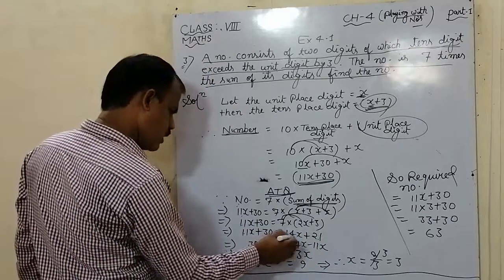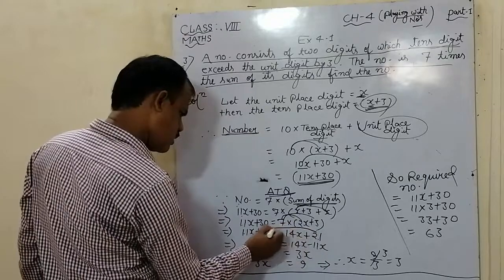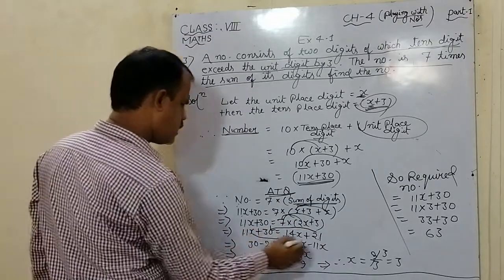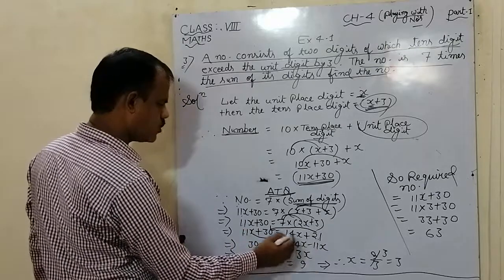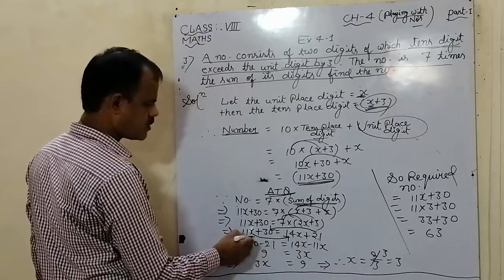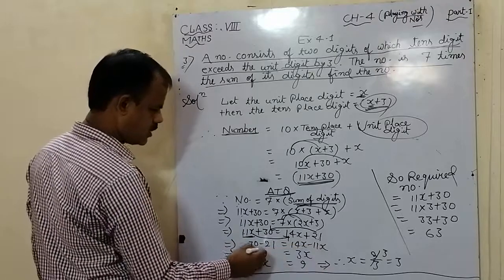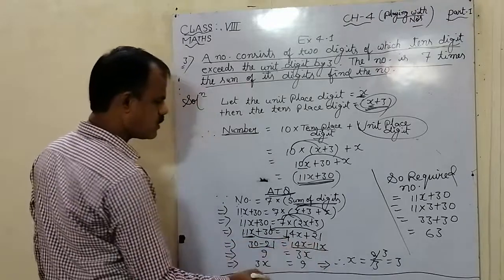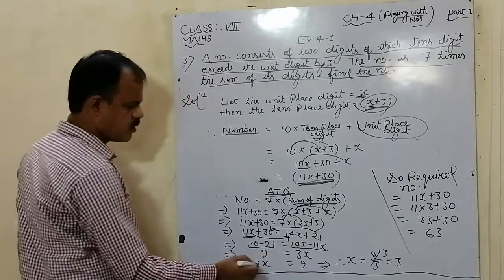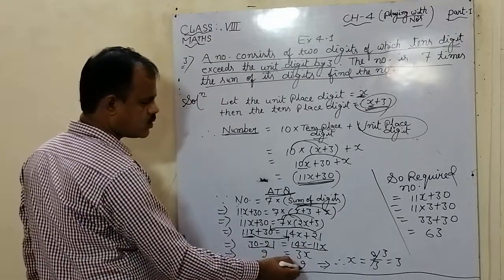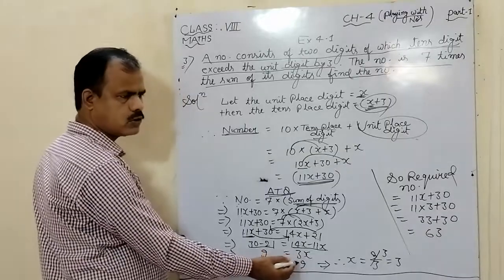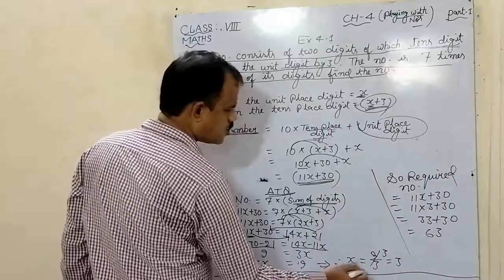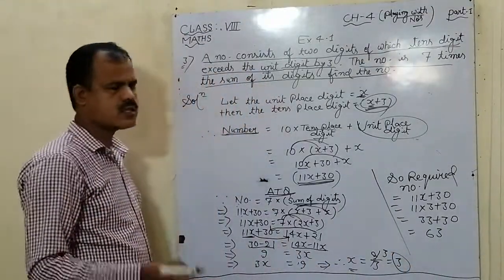Now you can shift this 21 this side and 11x this side. So 30 minus 21 is 9, and 14x minus 11x is 3x. So we can write 3x equal to 9. Why? Because 9 equal to 3x. So we can write 3x equal to 9. So x equal to 3. The value of x is 3.